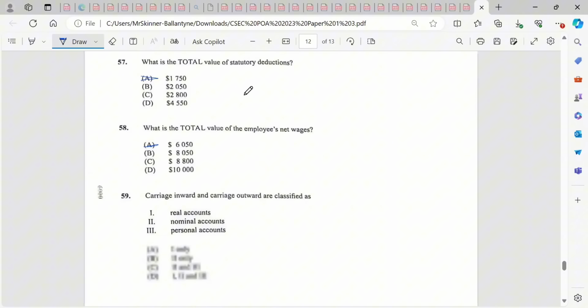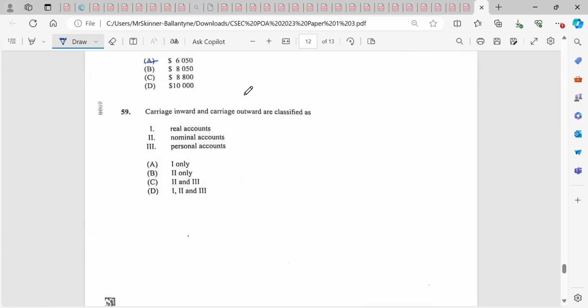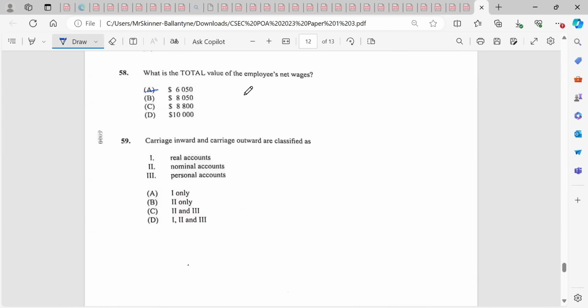Number 59, carriage inwards and carriage outwards are classified as, are they real, nominal, or personal accounts? I think it's nominal. A hint: one account cannot be two different things. An account cannot be real and nominal. It cannot be tangible and intangible. It cannot be a personal account and a real account. So automatically C and D are out. It had to be A or B.